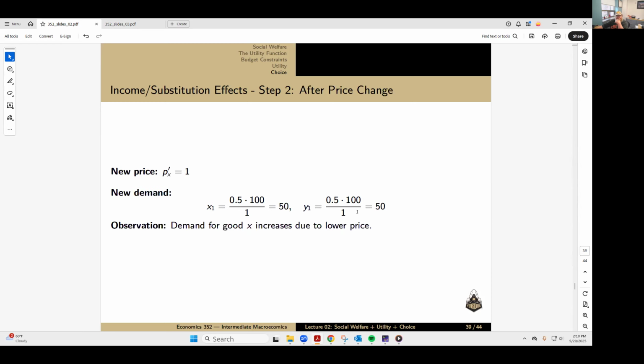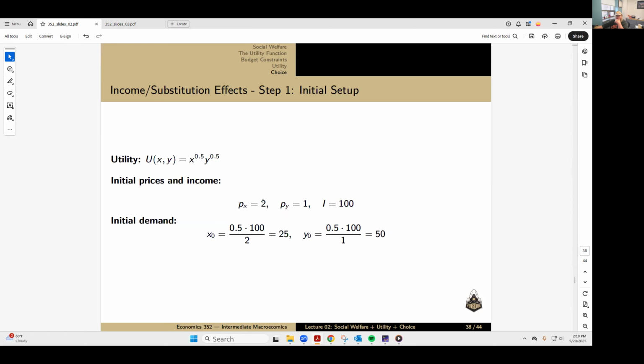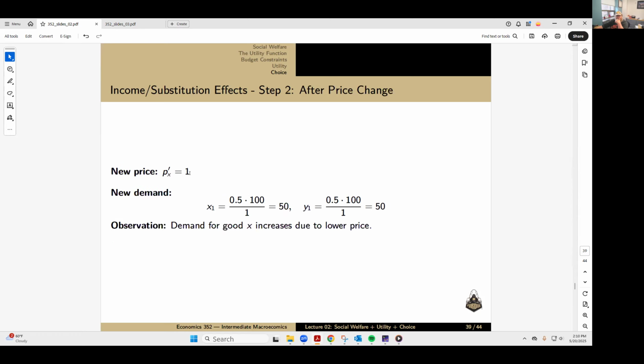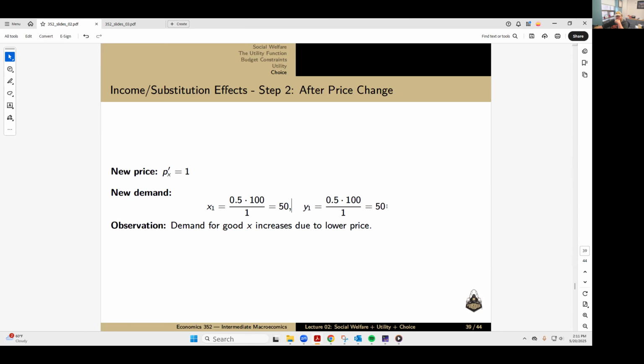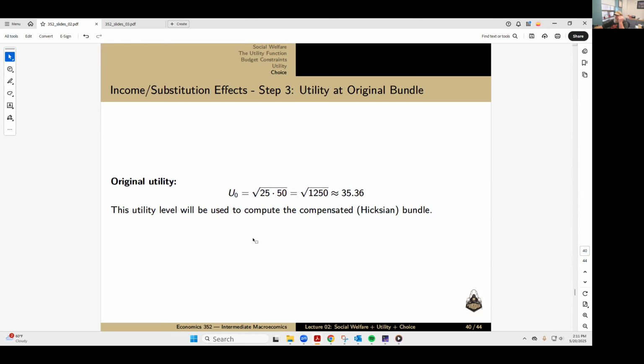Then the price of good X fell to one. It was two. Now it's one. Now, when you recompute it, you can see that the consumption of X rises from 25 now to 50. So we see that I now consume more X because of the lower price. But let's think about this in terms of substitution and income effects.